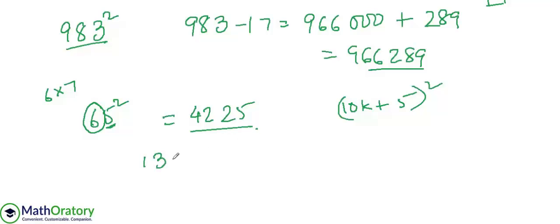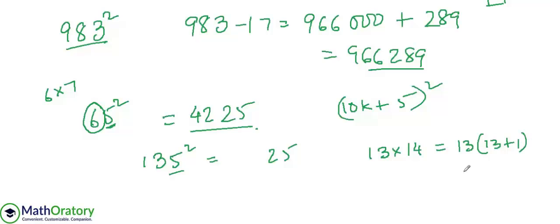But if you have stuff like 135 square or something like that, again you have this 5 square, that is 25, that is fine. But then 13 into 14, if you're not good with tables, that might be a bit of a problem, right? But then if you observe, 13 into 14 is nothing but 13 into 13 plus 1, which is effectively 13 square plus 13. So instead of doing 13 into 14, you can also do 13 square plus 13. That might be an alternative process. So 13 square is 169 plus 13 is 182, so that might be a little faster. So sometimes this also works, so just keep this small little variation in mind.